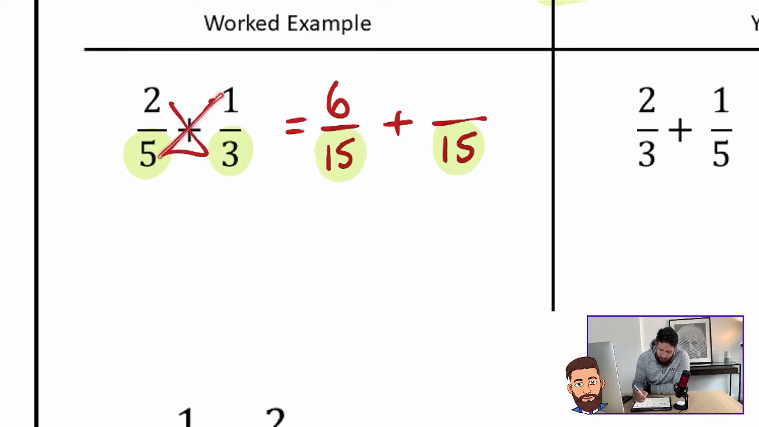5 times 1 would be 5. Now the bottom numbers are the same. Most students always forget to change the tops. You have to make sure if you're changing the bottom, if you're messing around with the bottom, you do the same to the top. So now I can add them. And how do we do that? We simply just do 6 add 5 is 11 over 15.